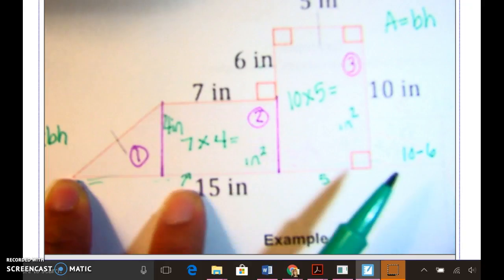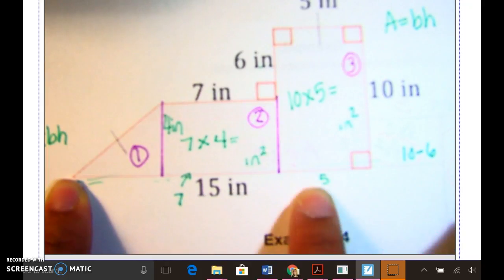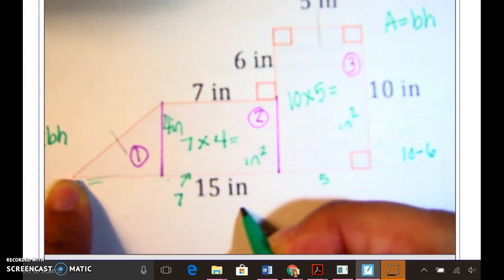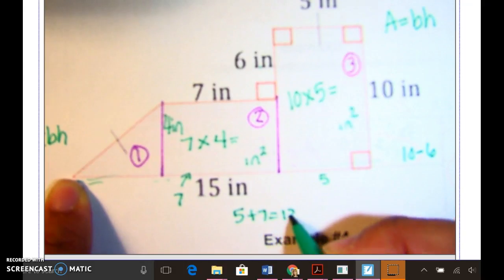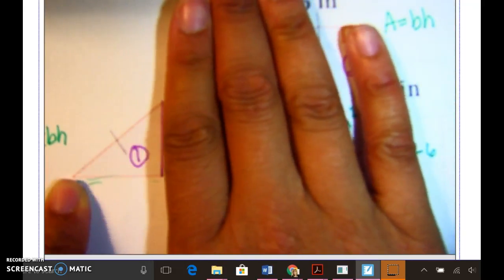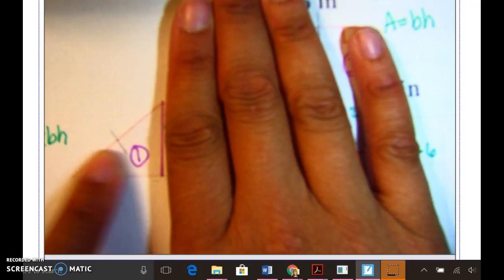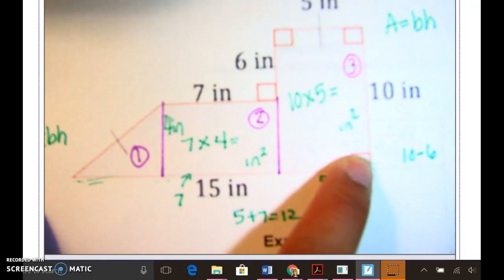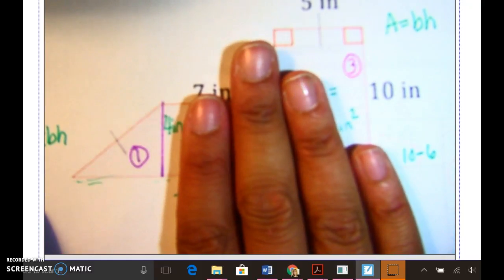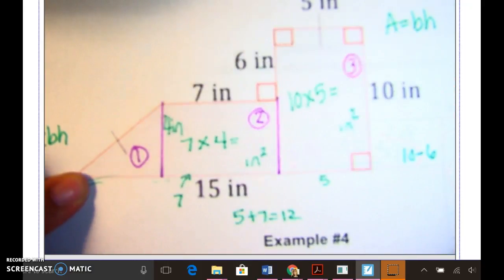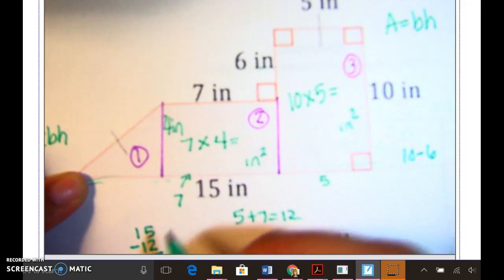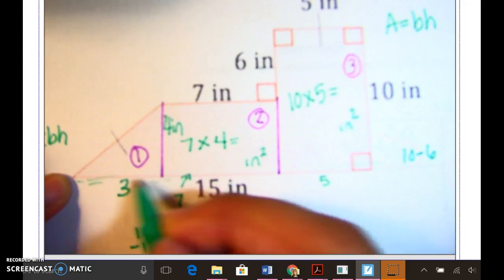So I'm going to have to add these two. 5 and 7 is 12. So this much of it is 12. What is left over? The whole thing is 15, and this much of it is 12. What's left over? You're going to have to do 15 minus 12, and then you'll figure out that this much is 3.